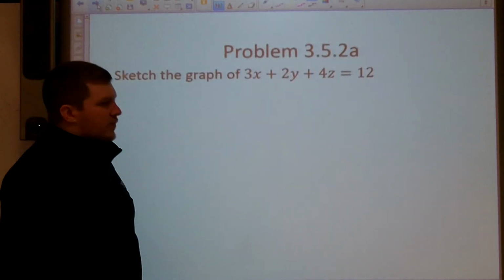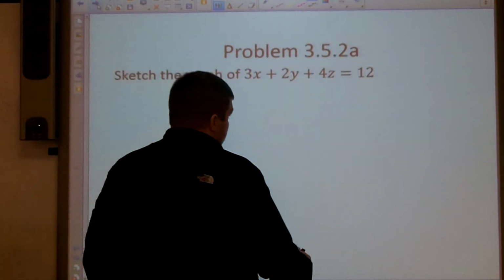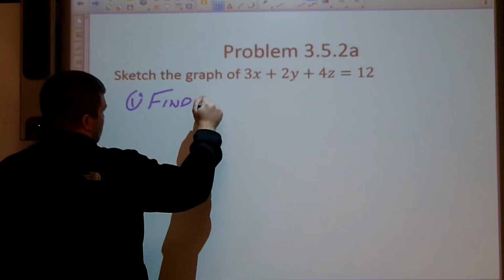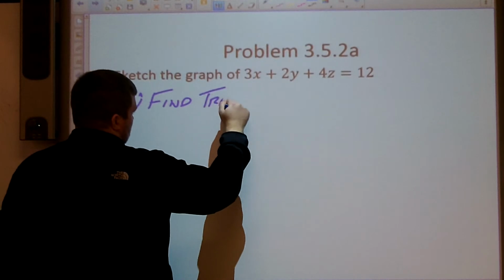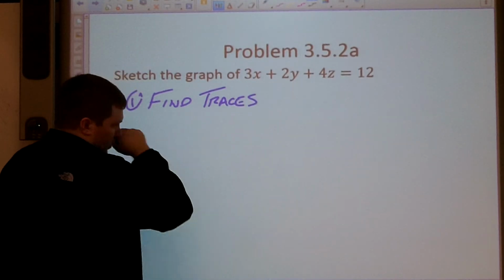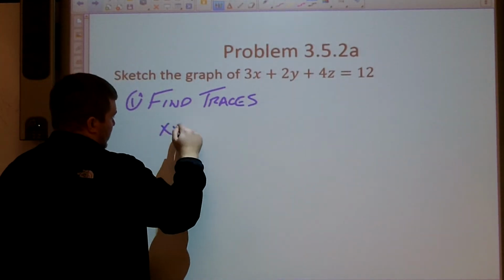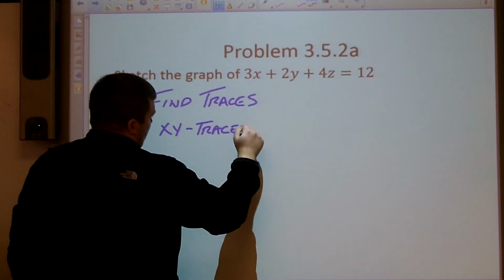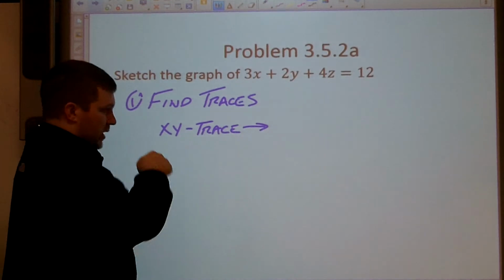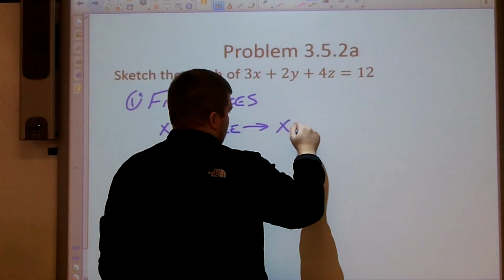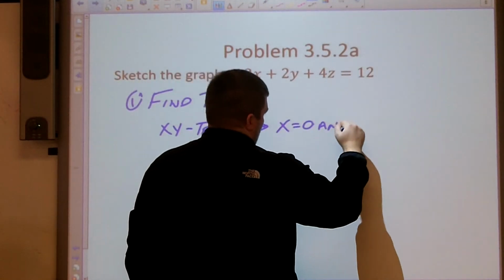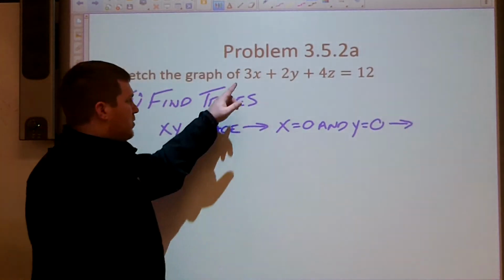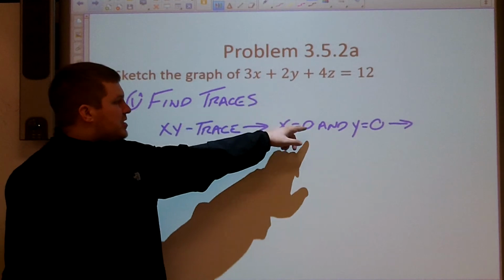Okay, so sketch the graph of this. So first things first, we have to find the traces. So first, find the traces. So we know there's three of those, so I'm going to do the XY trace first. And we know that means X is 0 and Y is 0. And from that, everywhere in this equation, everywhere I see an X, I'm putting in a 0, and everywhere I see a Y, I'm putting in a 0.